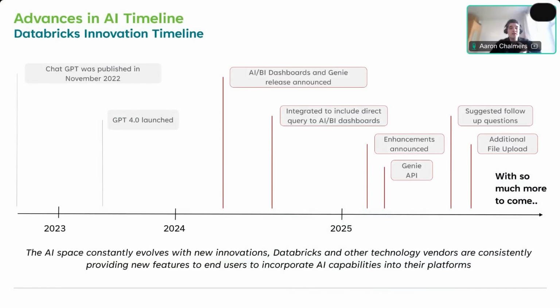So Genie is evolving fast, with many new features being added and many more to come in the near future. To put this into perspective, we've created a brief timeline of advances in AI, starting with the publishing of ChatGPT back in November 2022, all the way through to present day and beyond. Since the release of ChatGPT and subsequently GPT-4 the following year, the AI space has been progressing quickly, with innovations from technology vendors who are looking to keep up with current innovation and allow customers to easily adopt AI within their company.